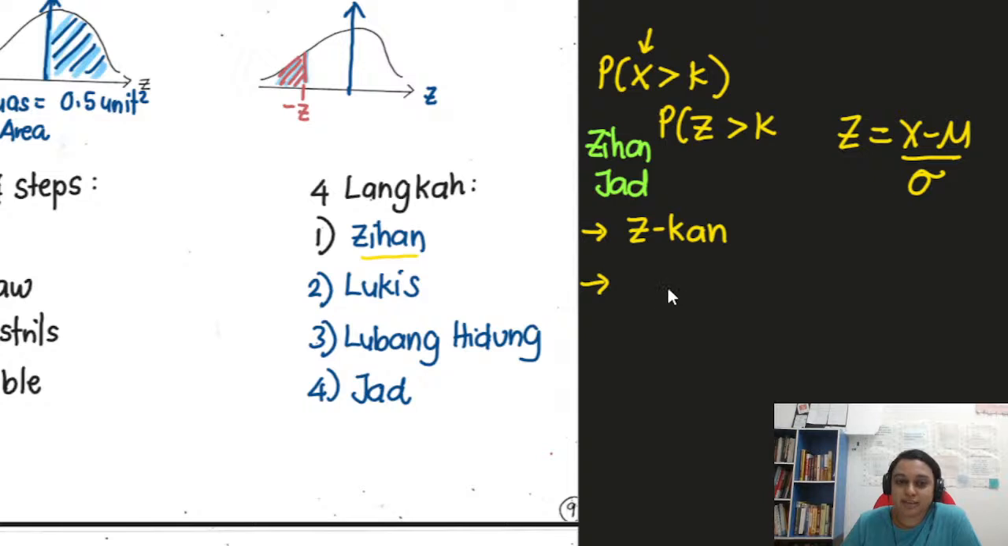Second step you must lukis. What you must lukis? You must lukis the graph. Okay, graph kan if you see it's a bell shape kan, bentuk loceng. So bentuk loceng tu nampak macam hidung tak? Does it look like a hidung or not? So Jet was sleeping, isn't it? So when he draw Jet's lubang hidung, both side put lubang like that. So the third one will be lubang hidung.